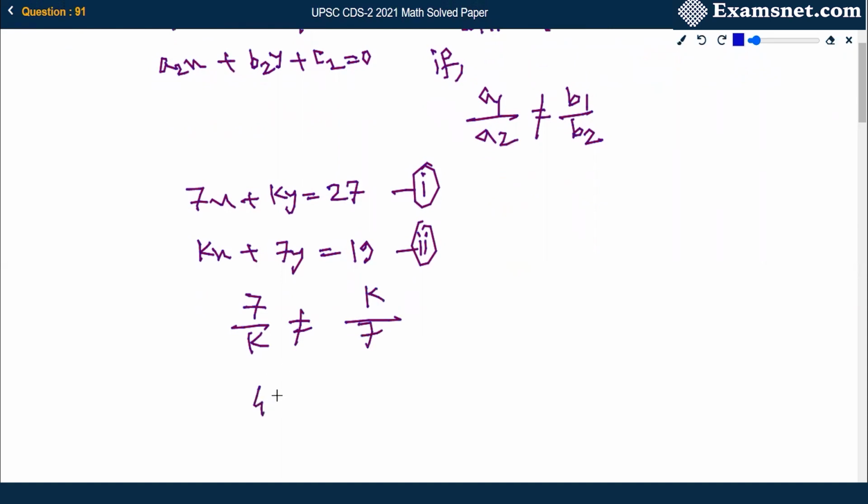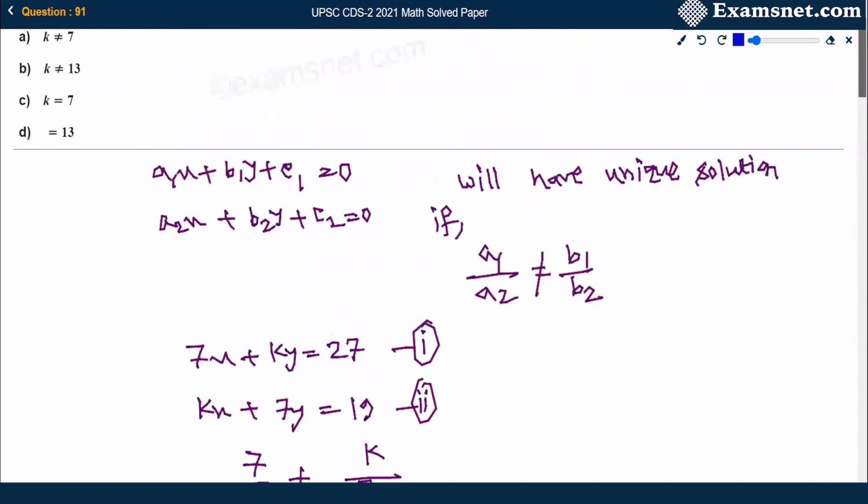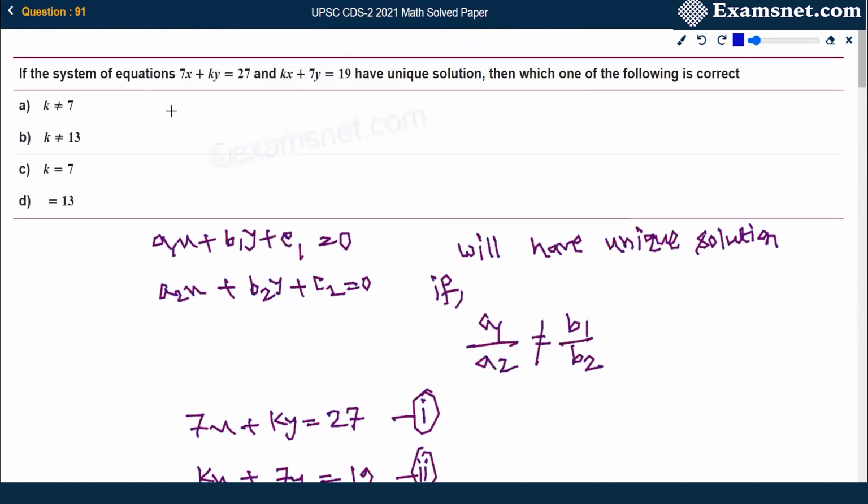So it becomes 49 not equals to k square. Okay, so it implies that k not equals to plus minus 7. Hence, k not equals to plus minus 7. This is the condition. Here, according to the options I can see k not equals to 7. This one is the correct. So here option A is the correct one.